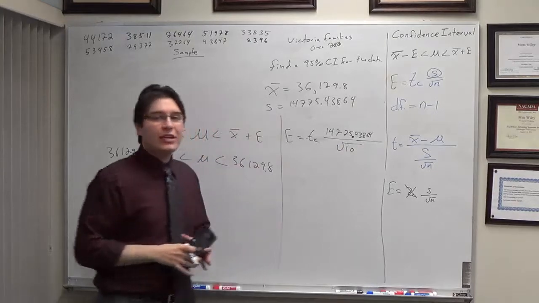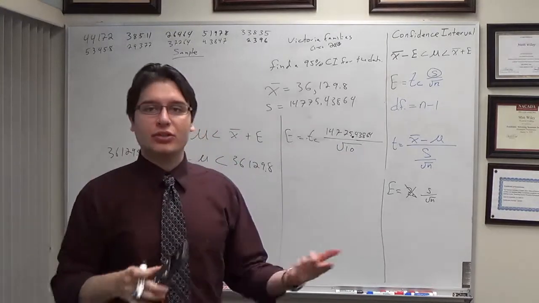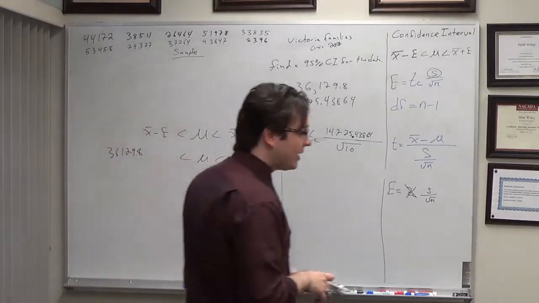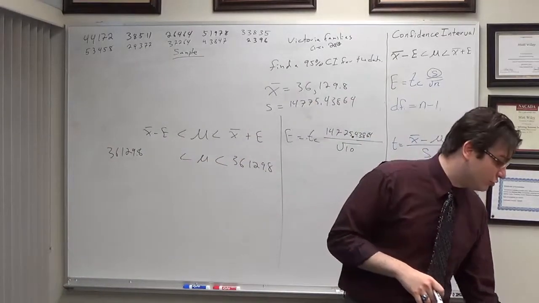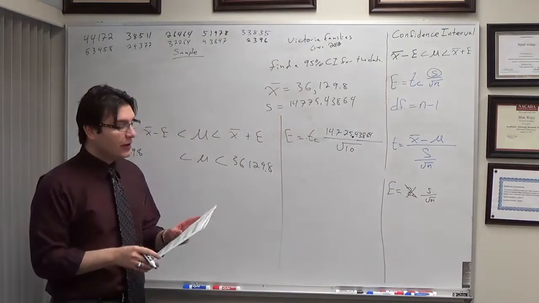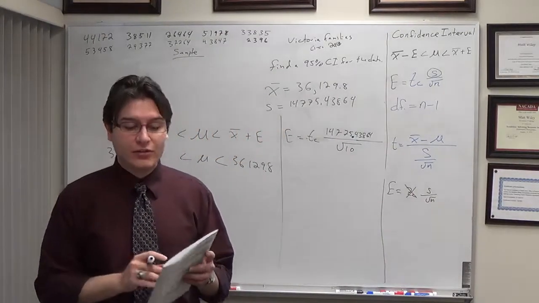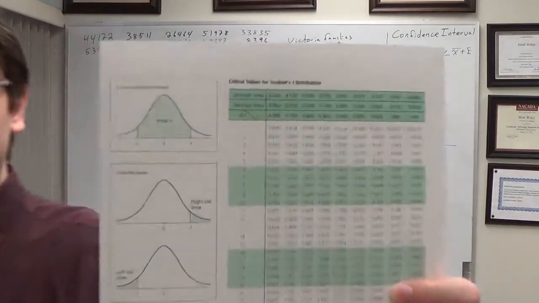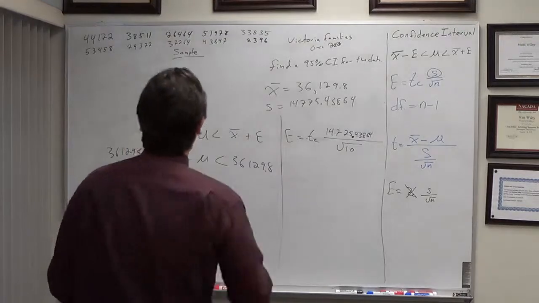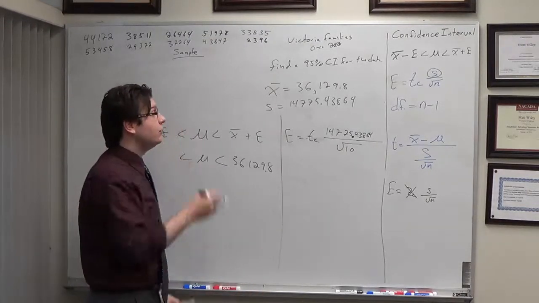But now, instead of looking up a z_c score, which I showed how to do last time on a normal curve, we have to look up a t_c score. And we have to do that on a Student's t-distribution. To successfully look up t_c scores, you've got to get the right chart. It's called Critical Values for Student's T-Distribution. Looking something like so. And you have to successfully know degrees of freedom.